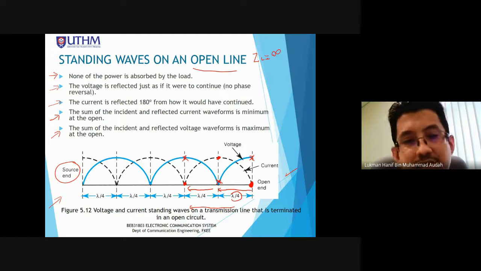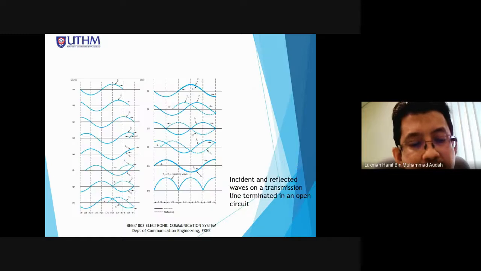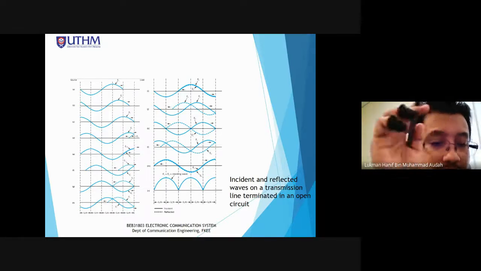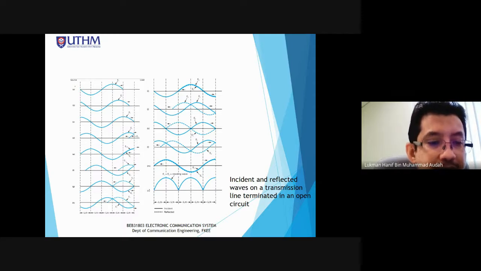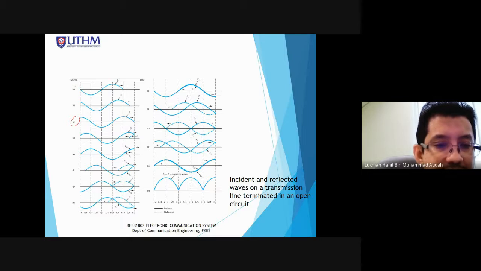Ini dia. So, ini pernah ditanya dalam exam, tetapi lebih kepada theoretical concept sahaja. Okay. Ini slow motion of the standing wave construction, macam mana standing wave itu terbentuk, slow motion daripada gambar rajah A sampailah gambar rajah N. Okay, see that here from A until C we have the incident wave, and then at point D and so on we have the reflected wave.